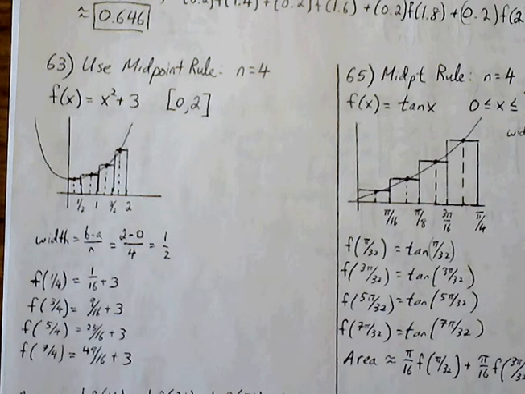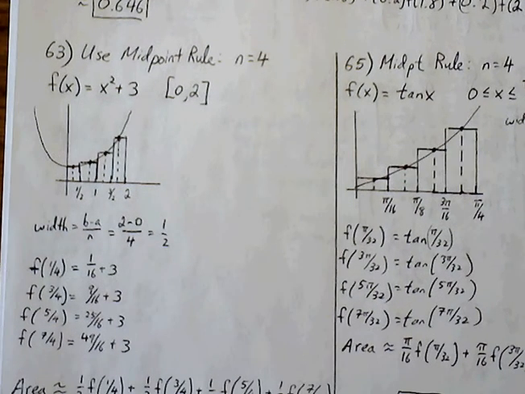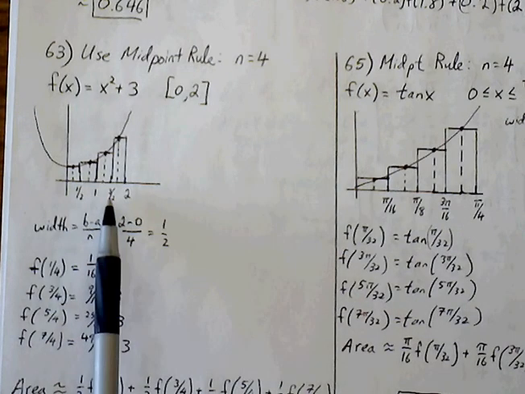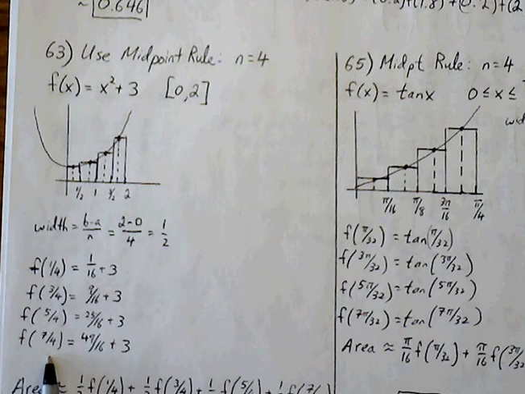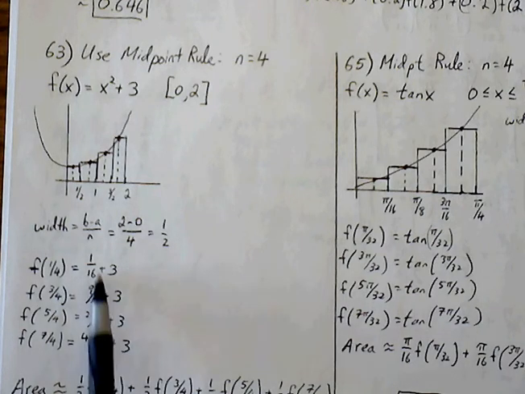Same thing, plug into the function. And finally, between 1.5 and 2 is 1.75 or 7 over 4. Plug that into the function, and that will give me, I'm sorry, that will give me 49 over 16 plus 3. So I have all the heights that we want.